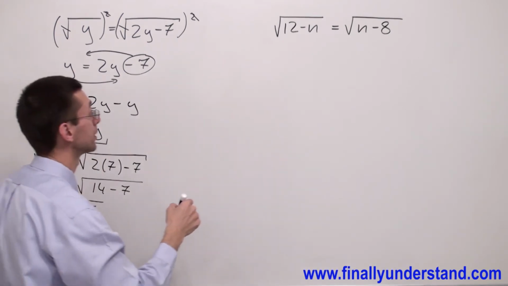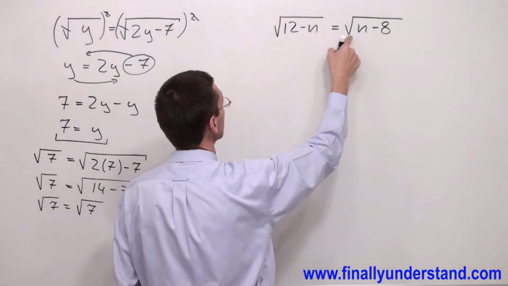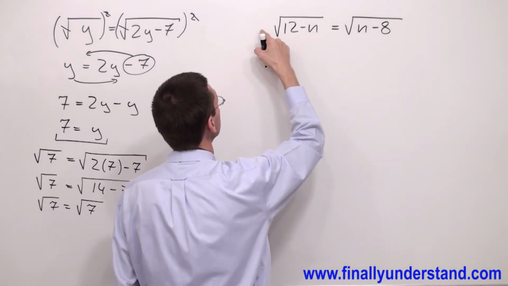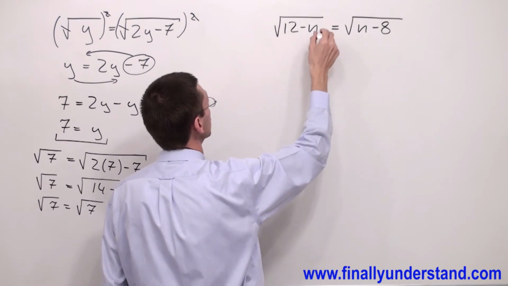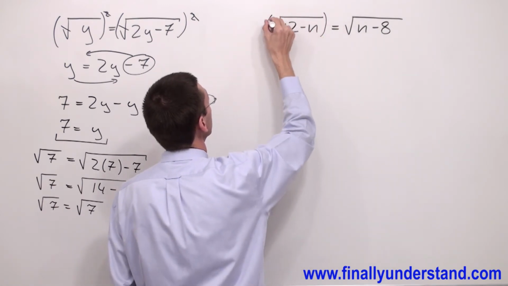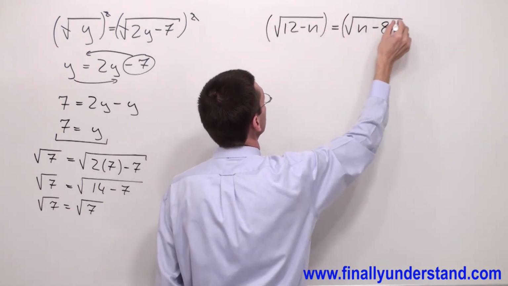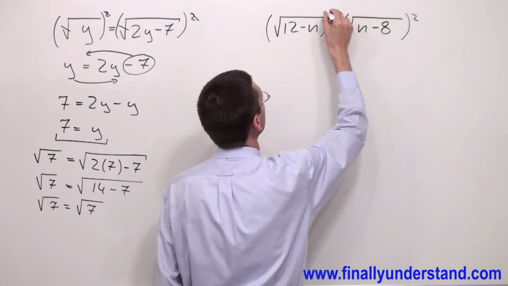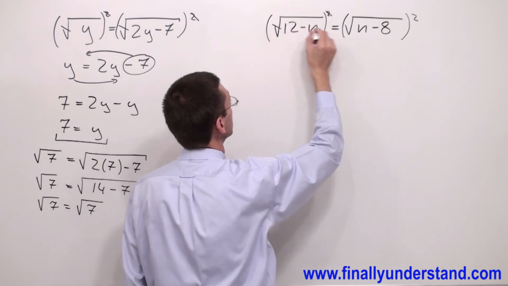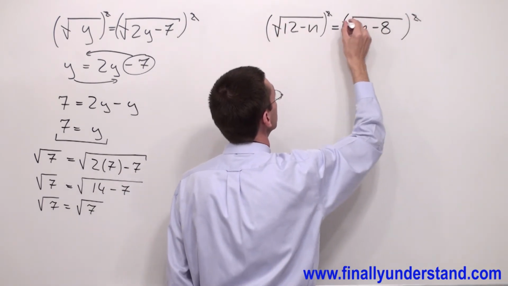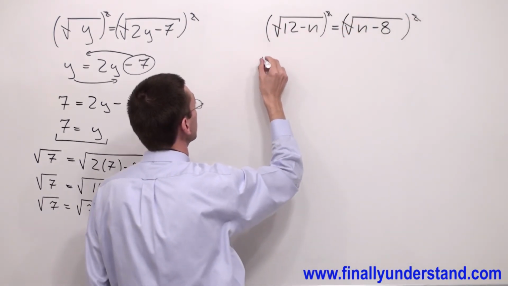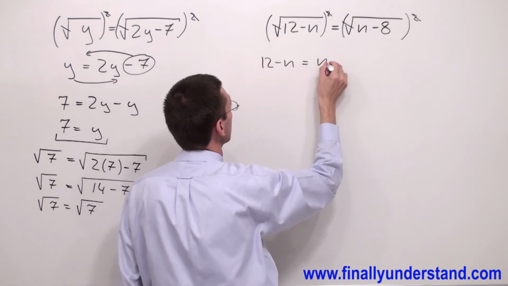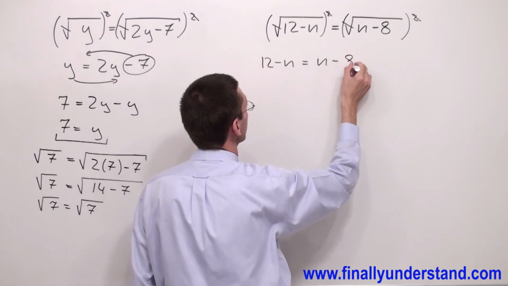Let's take a look at this example. Again, I have radicals on both sides of the equation. I have nothing else added to it or multiplied, so that's why I can square both sides of the equation in order to eliminate the radical signs. This square is going to eliminate this radical sign, and this square is going to eliminate this radical sign. That's why I have 12 minus n equals n minus 8.